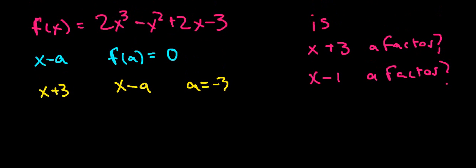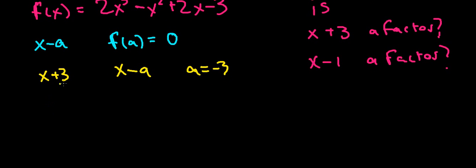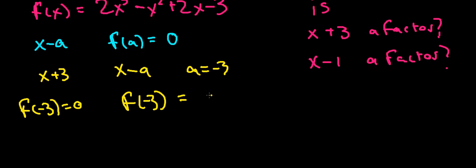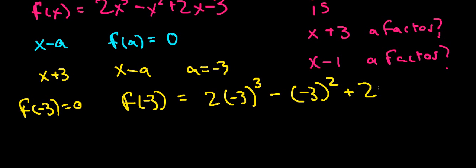Let's get our equation again. Here's our equation. If x plus 3 is a factor, then f of minus 3 must equal 0. So we have f of minus 3 is equal to 2 times minus 3 cubed minus minus 3 squared plus 2 times minus 3 minus 3. Let's go ahead and solve this. Minus 3 cubed is minus 3 times minus 3 times minus 3, so that's minus 27. Minus 27 times 2 is minus 54.